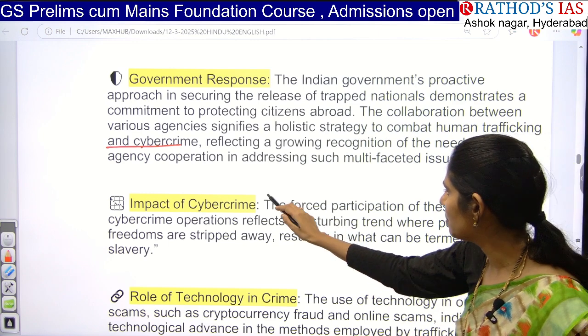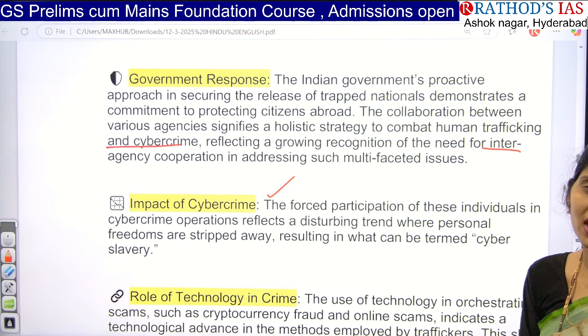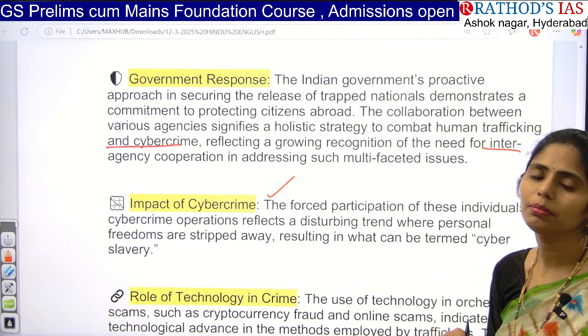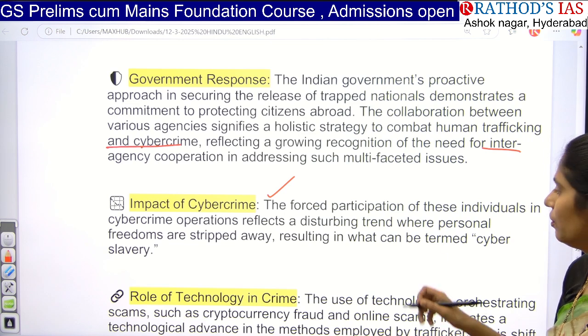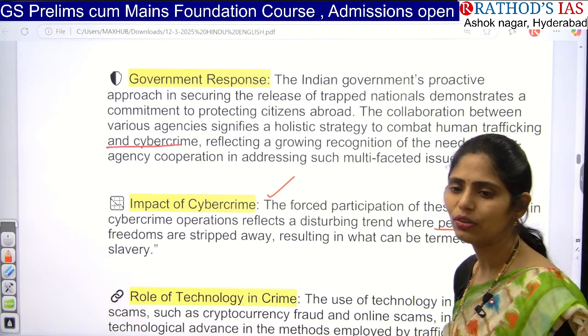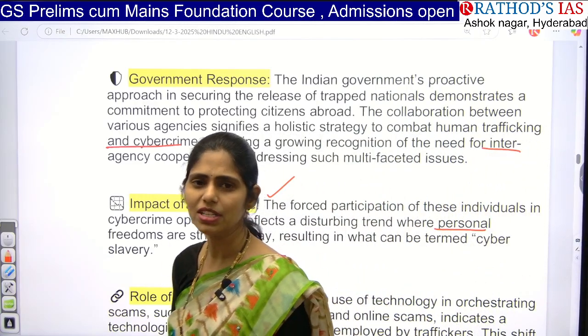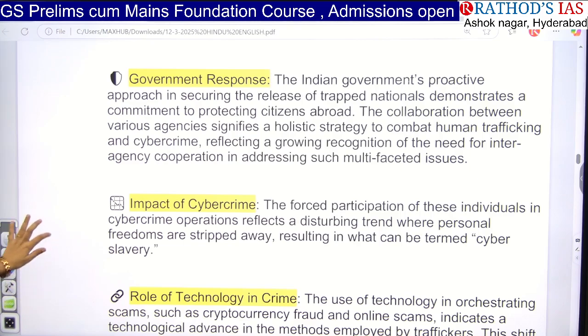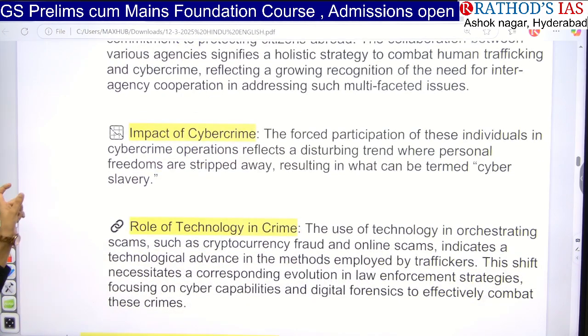And because of this cybercrime, it will have an impact on the economy for sure, right? Not only will the economy be impacted, but personal freedom will also be taken away. Even if a person does not want to do that work, they are forced to do it. That means their individual freedoms will be affected, and this will even lead to cyber slavery.